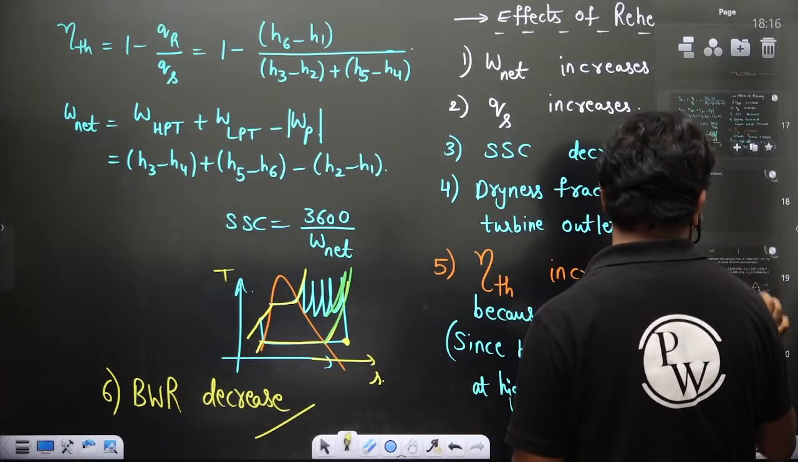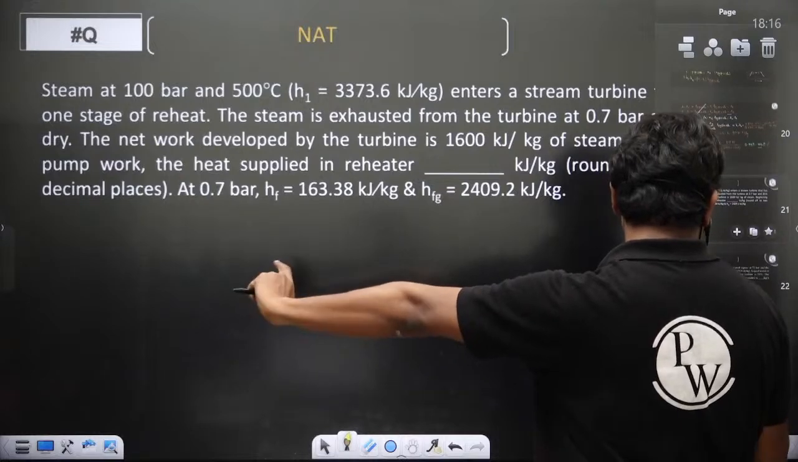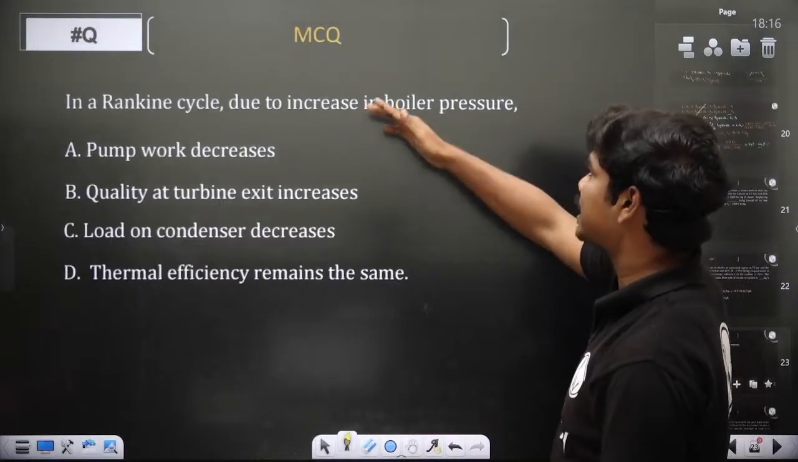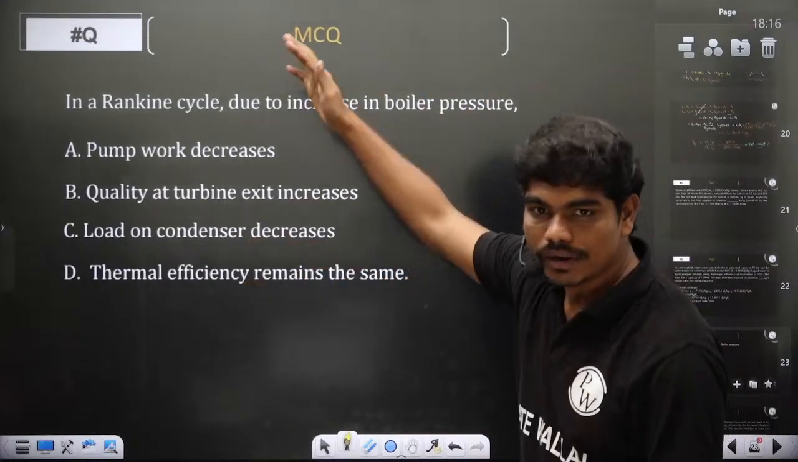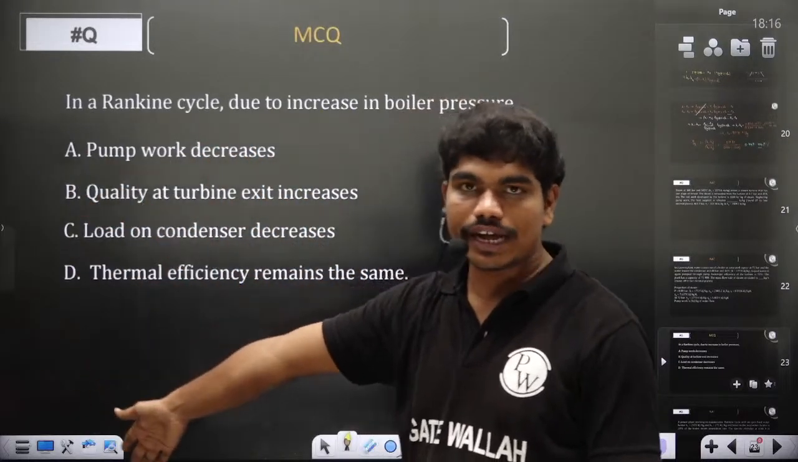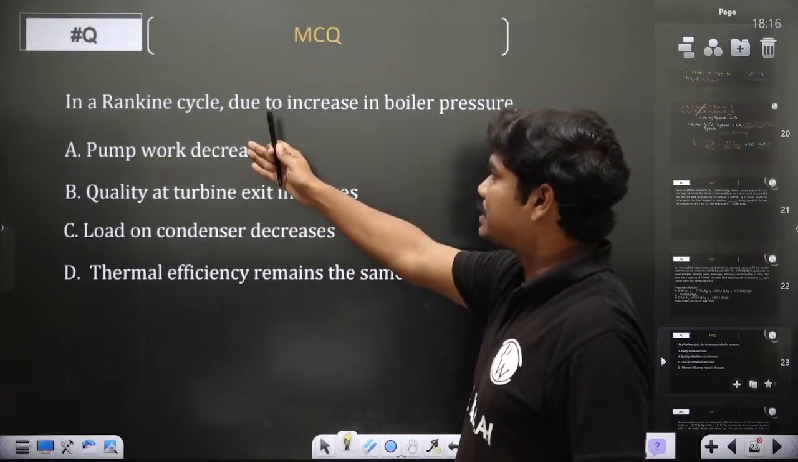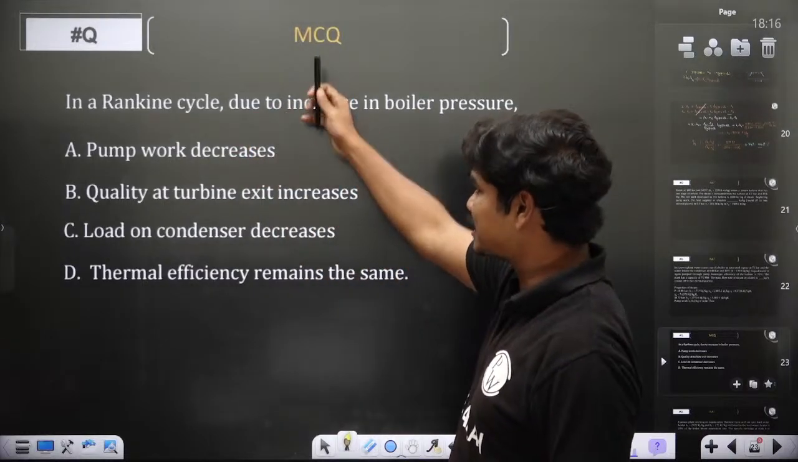We have solved one simple problem today, but I still have 2-3 more problems. You please try them out. See, in this question: in a Rankine cycle, due to increase in boiler pressure, what happens? Normally people mug up these theoretical questions and end up with wrong answers in the exam. If you see, does pump work decrease? No, pump work actually increases, correct?